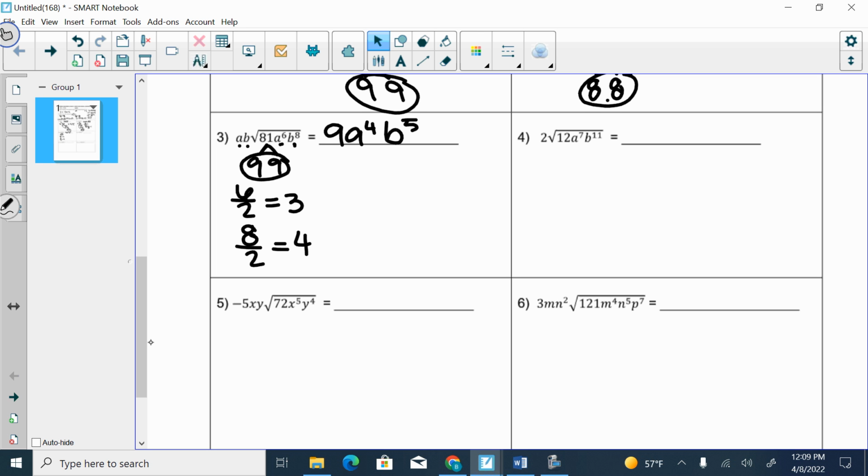Okay, on number 4. What multiplies to give us 12? 6 and 2. Okay. And what multiplies to give us 6?